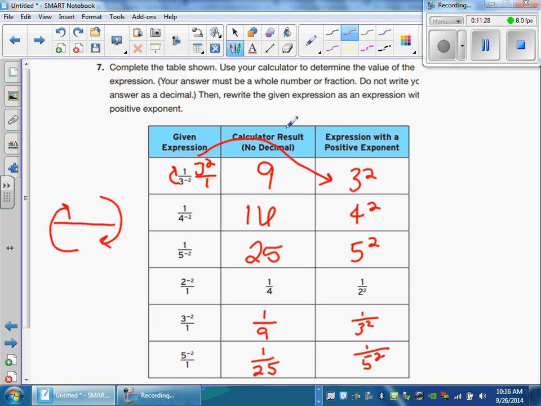So go ahead and check your table answers with your group. And then when you have that done and figured out, you can go ahead and move on to question number 8 and 9.